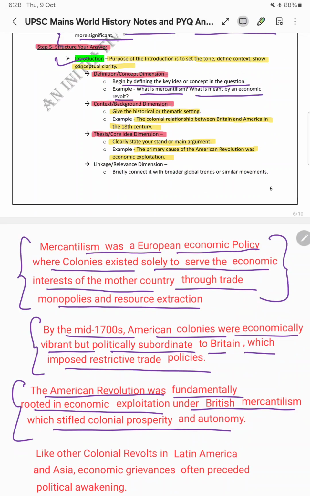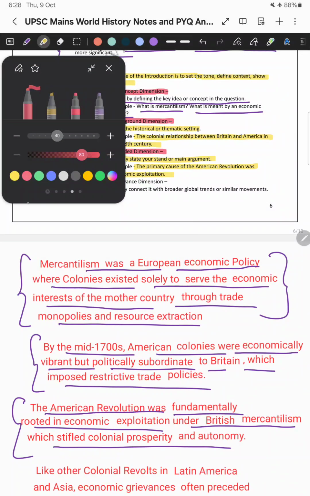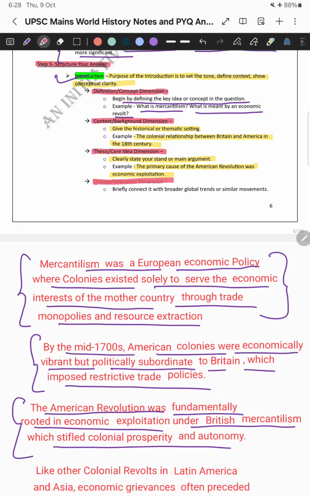Now the fourth way of introducing your answer is the linkage or the relevance dimension. Now what does this mean? You are connecting that particular event with broader global trends or similar movements. So that is another way of introducing your answer, where you are not focusing only on that particular event. As a part of your introduction, you are connecting with the global trends.